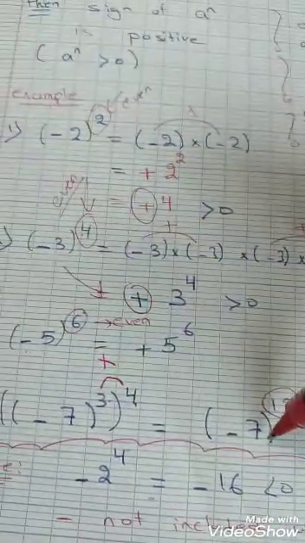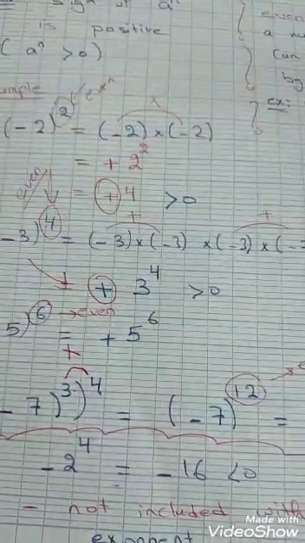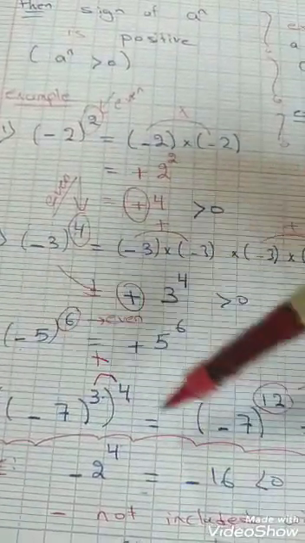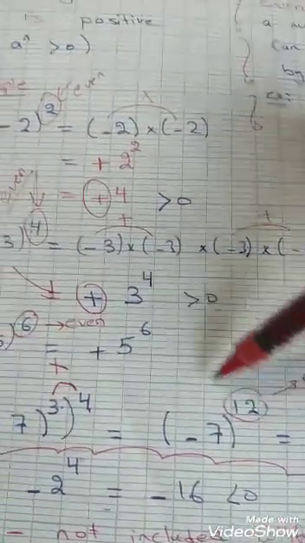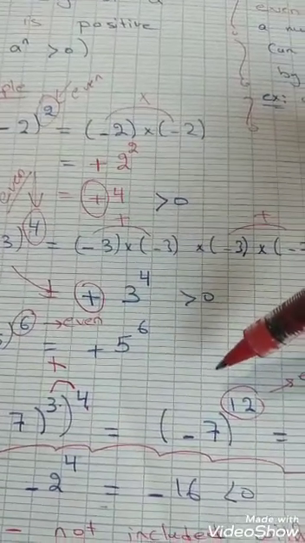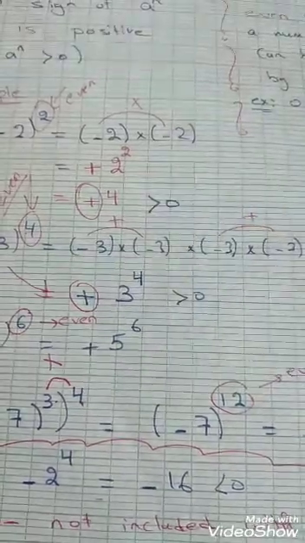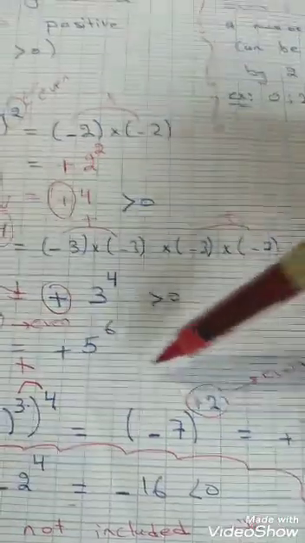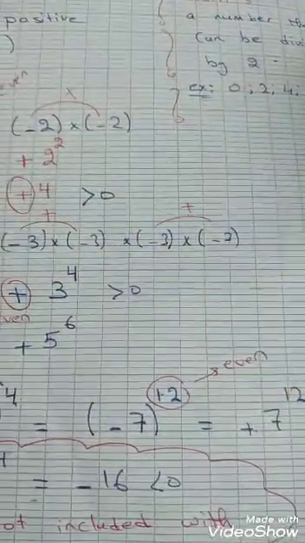So minus 7 to the exponent 3 times 4 means 12. I can't get the answer directly, I need to get rid of the parentheses. I multiply the exponents. So I have minus 7 to the exponent 12. Is 12 even or odd? Yes, 12 is even. 12 can be divided by 2 and I get 6. So 12 is even, base negative. So minus 7 to the exponent 12, I will get plus 7 to the exponent 12.